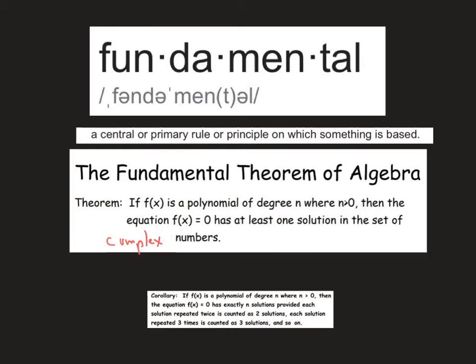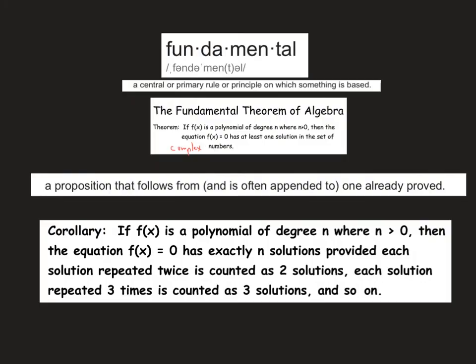The fundamental theorem of algebra states that if a function, so if f of x is a polynomial of degree n, where n is greater than 0, then the equation f of x equals 0 has at least one solution in the set of all complex numbers. Okay, now we'll pull that apart in a minute. I wanted to move on to the corollary.